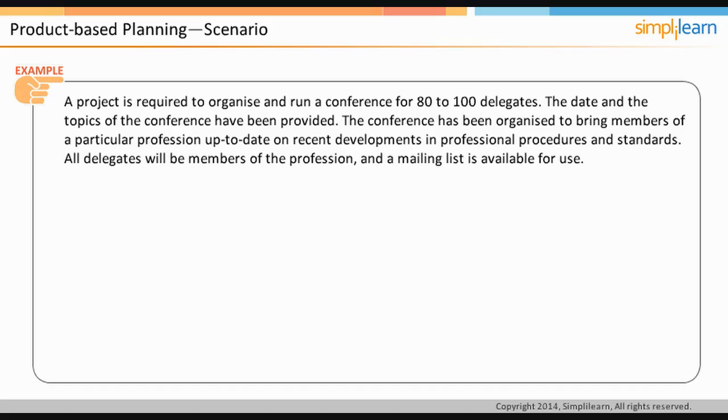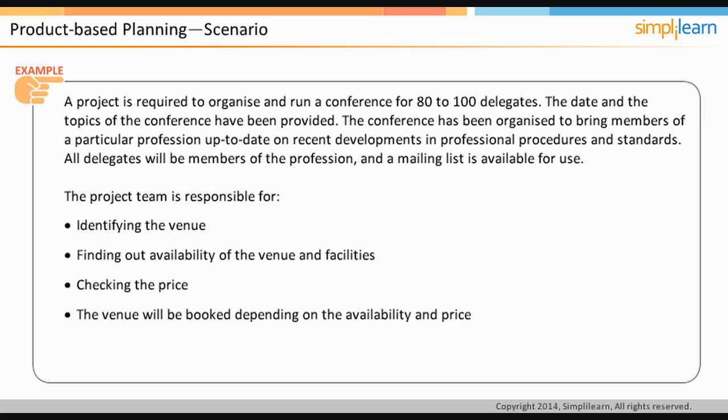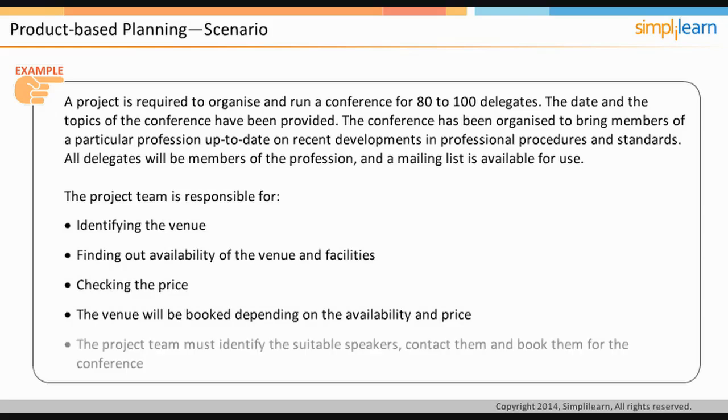The conference has been organized to bring members of a particular profession up to date on recent developments in professional procedures and standards. All delegates will be members of the profession, and a mailing list is available for use. The project team is responsible for identifying the venue, finding out availability of the venue and facilities, and checking the price. The venue will be booked depending on the availability and price.